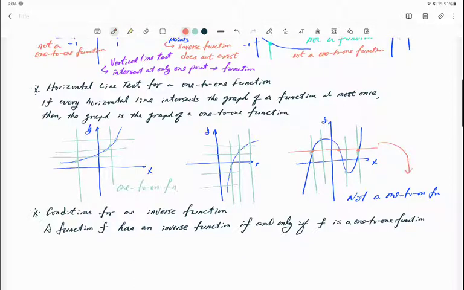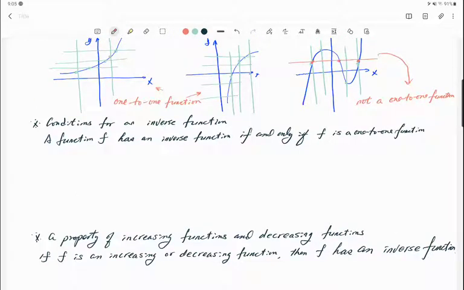Can you see it? The first two are one-to-one functions. Since they are one-to-one, there exists an inverse function. So the inverse of these functions is also a function. But for the third one, the inverse is not a function.